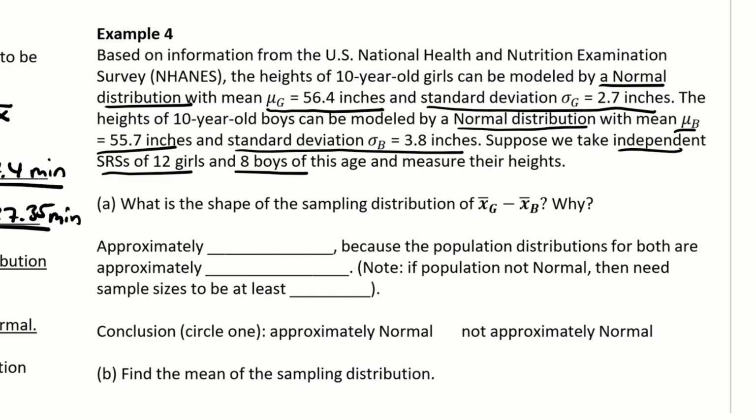Well, it's going to be approximately normal. And the reason is that both populations are normal. We have a normal distribution here, a normal distribution there. So, because both are approximately normal, it doesn't matter what the sample size is, it's still going to be approximately normal. Note, if the populations were not normal, then the sample sizes would have to be at least 30. This is just a side note.